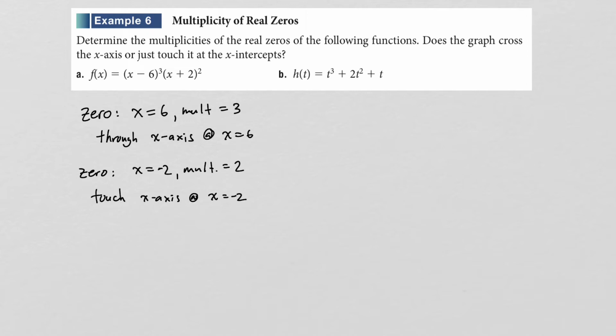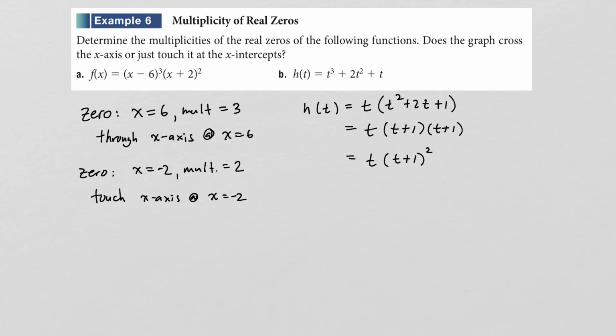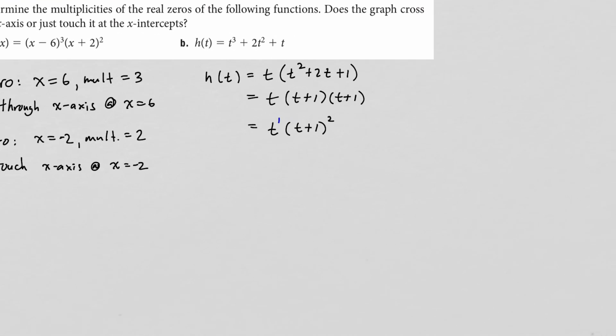For the other function, we can't tell the zeros or the multiplicities until we do some factoring. So if we factor this, we get h of t is equal to t times t squared plus 2t plus 1. And then if we factor the remaining part, we have t plus 1 times t plus 1. And so this is t times t plus 1 squared. And I will point out that t is raised to the first power. So let's talk about the zeros and their multiplicity here.